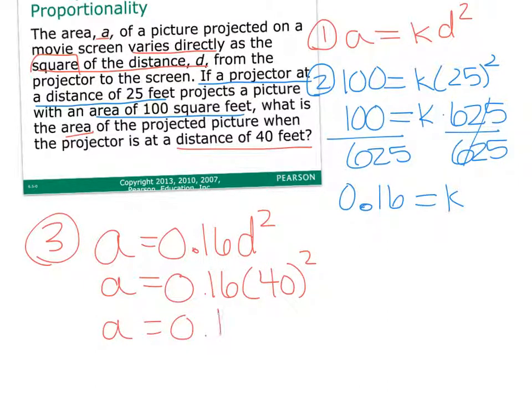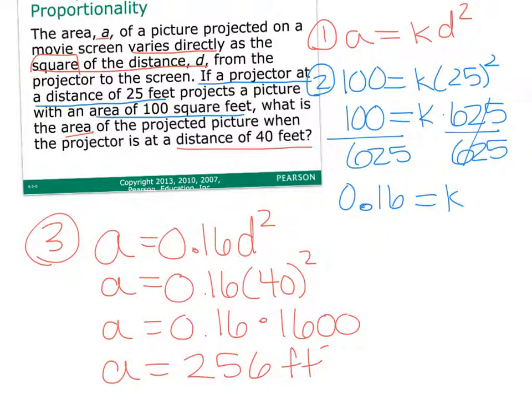Order of operations says you should do the exponent first. So 40 squared is 1,600. And then you can take the 1,600 times the 0.16, which will give you the area of 256. Now you should do proper labeling. Since they measured all the distances in feet, your area will be square feet.